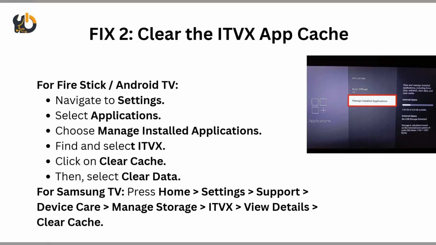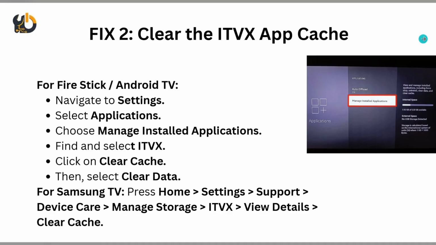Fix 2. Clear the ITVX app cache. For Fire Stick or Android TV, navigate to Settings. Then select Applications, then choose Manage Installed Applications. Find and select ITVX and click on Clear Cache. Then you have to select Clear Data.